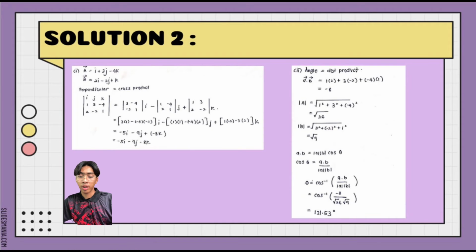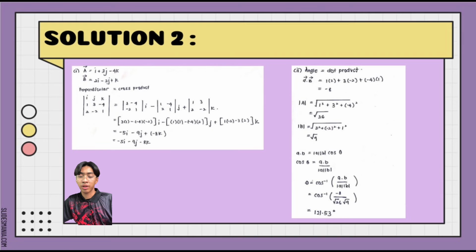For the second one, you need to find the angle. To find the angle, you use the dot product formula, which is a dot b equals a1b1 plus a2b2 plus a3b3. So you will get negative 8. Then you need to find the magnitude of A using the Pythagorean theorem formula. So you will get the square root of 26 for A, and you will get the square root of 9 for B.